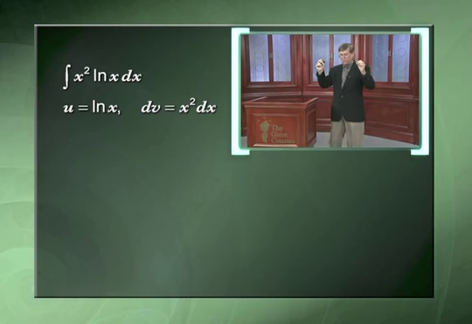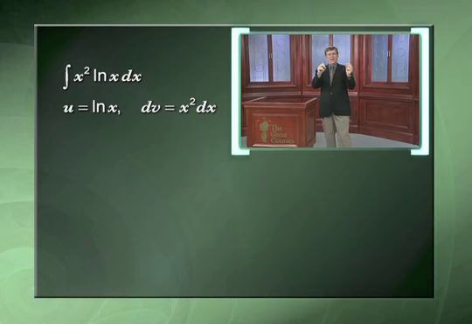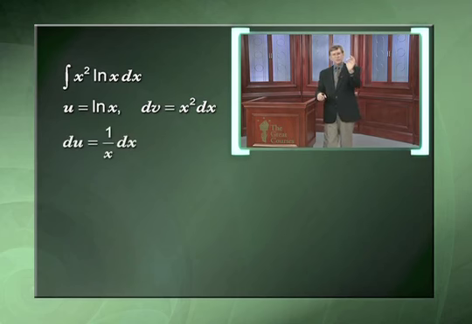So let's do it now. Let u be log x, and dv is everybody else. So it's x squared dx. Those are my choices. Once you've made those choices, you just plow away. You just start churning the machine. The derivative of u is 1 over x dx.